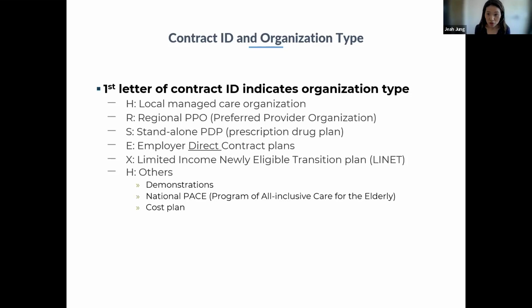And then H also represents some other types of managed care organizations, or rather some other types of plans, whether it's a demonstration project, a national PACE plan, or a cost plan, and they also start with H. Now you could probably ask, how do you know whether H is a local plan or something else? That means there are other variables that indicate a more specific organization type, right?